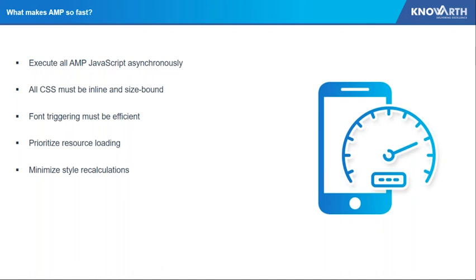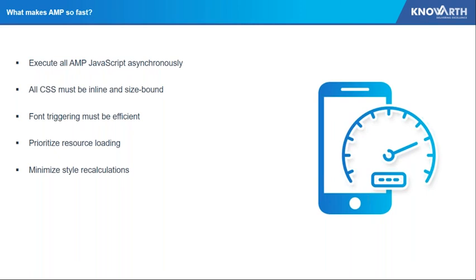Then font triggering must be efficient. In a typical web page, many JS and CSS files are loaded before fonts. This is bad for page load times because font files are typically large compared to JS and CSS files. So the goal for AMP is to ensure that the font request is the first HTTP request, and then other requests like JS and CSS occur.